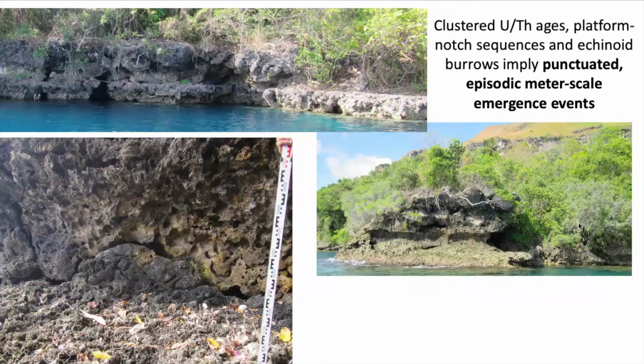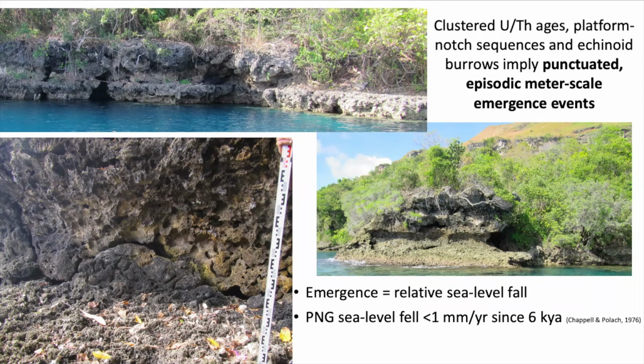All of this together, the clustered uranium thorium ages, the platform-notch-platform sequences, and the echinoid burrows imply punctuated episodic meter-scale uplift events, or emergence events. And we mentioned that emergence is evidence of relative sea level fall. So we know that we have episodic relative sea level fall. However, we also know that the regional Papua New Guinea sea level fell less than 1 millimeter per year in the last 6,000 years.